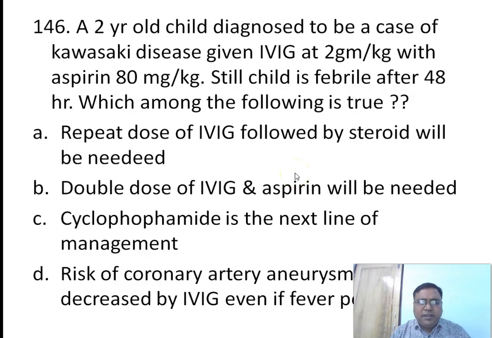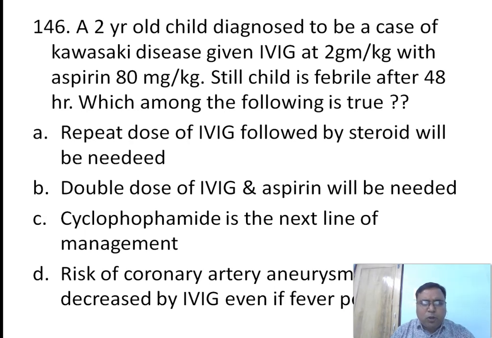Next question. A 2-year-old child diagnosed to be a case of Kawasaki disease, given IVIG at 2 gram per kg with aspirin 80 mg per kg. Still, child is febrile after 48 hours. Which among the following is true? Among these 4 options, which one is true?